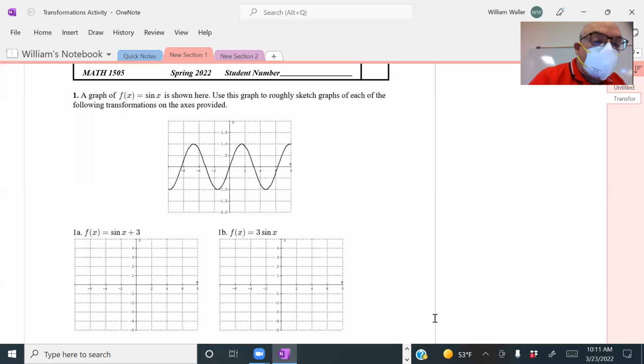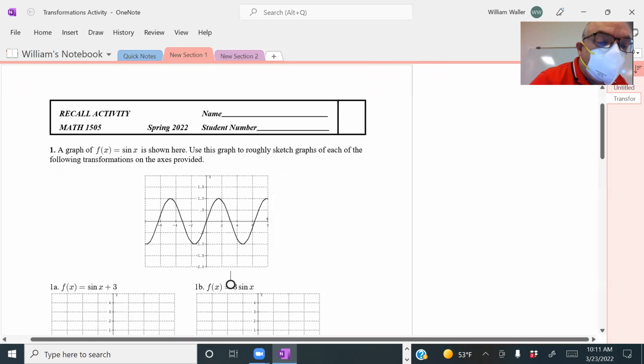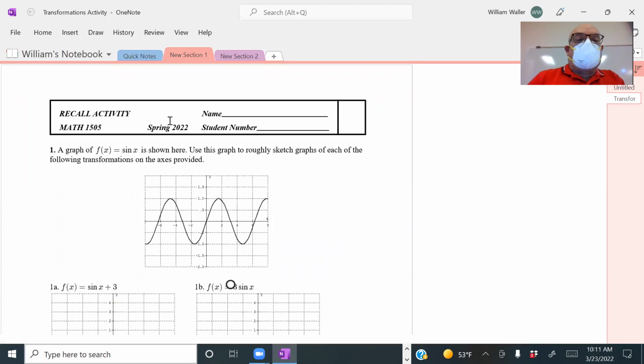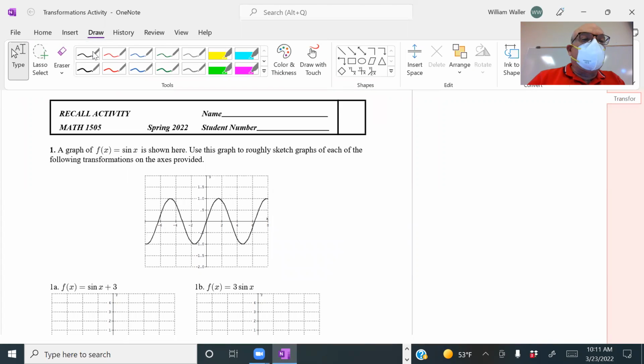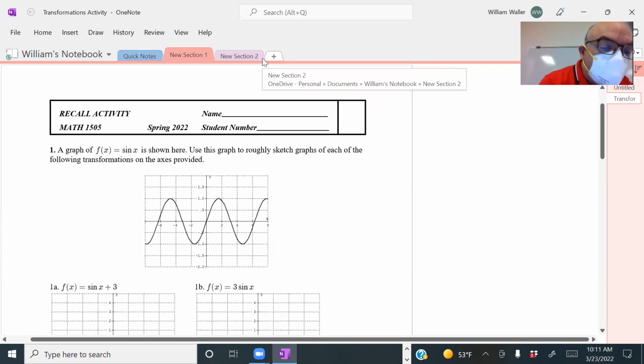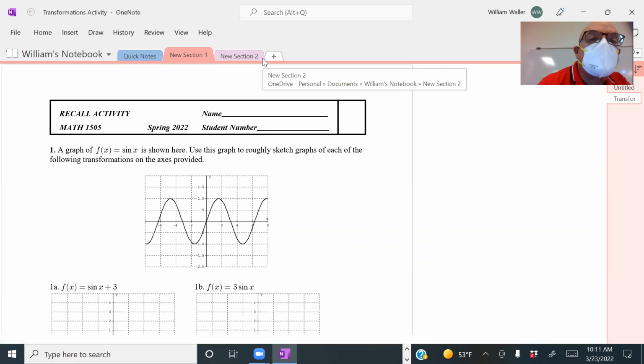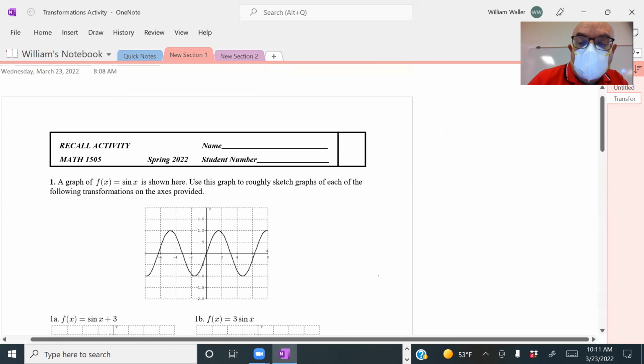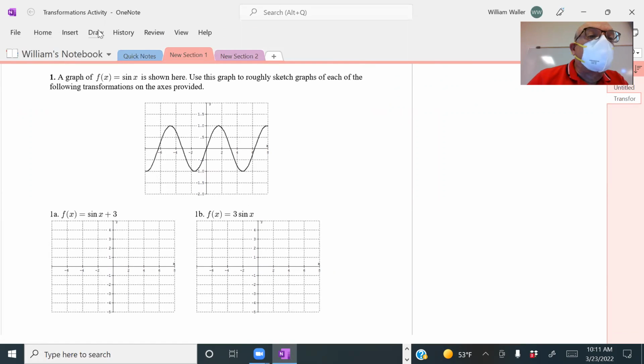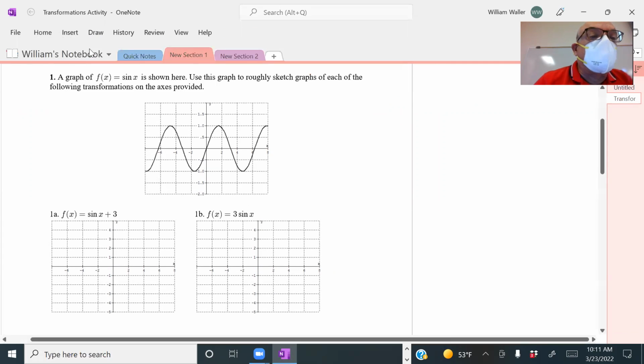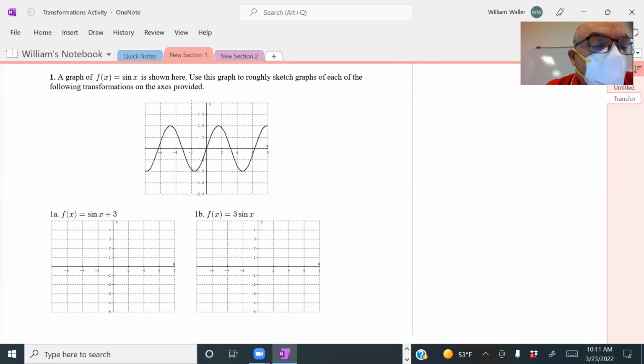Keep in mind that the 3 there is not in parentheses. If you had x plus 3 in parentheses, that would be something different.